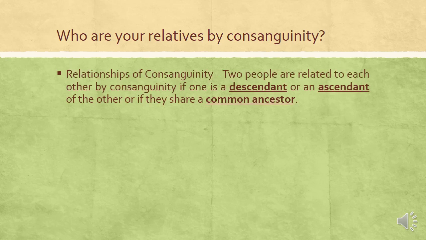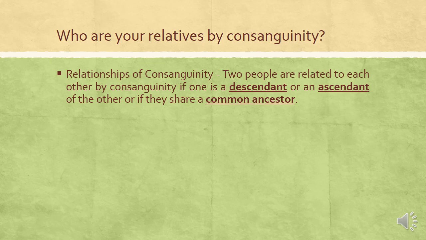When you say relationships of consanguinity, two people are related to each other by consanguinity if one is a descendant or an ascendant of the other, like for example, a father and his daughter or a mother and her son, a parent and a child. They are what? Ascendants and descendants of each other and vice versa.